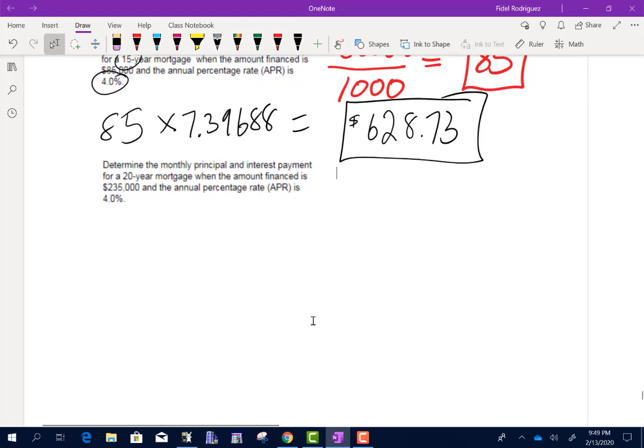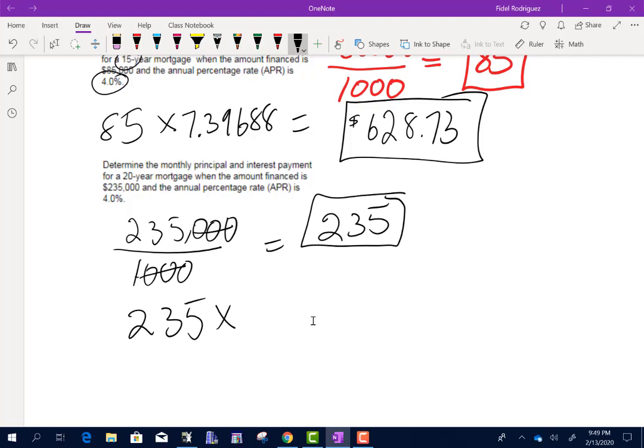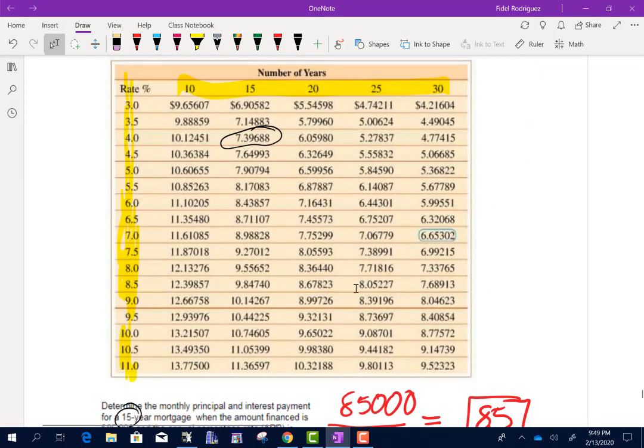We're going to go about it exactly the same way. Okay, first thing, my number is 235,000. First thing I'm going to do is divide it by 1,000. So we come up with 235. You don't have to do the little, but it helps. Okay, so now we're going to take 235 times. We're looking at 20 years, 4%. So let me scroll back up here. Okay, and now I want 20 years at 4%. That's the number that I'm going to use.